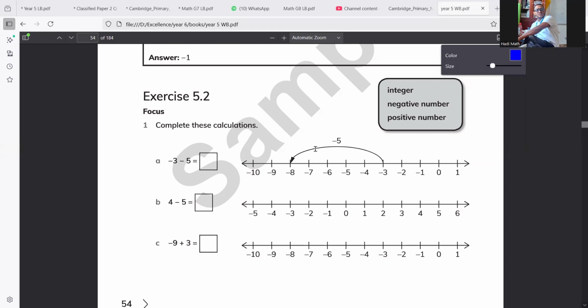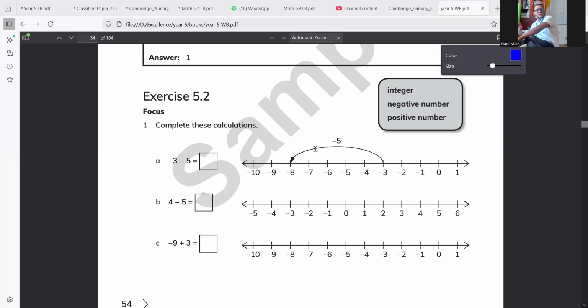This is exercise 5.2, Cambridge Mathematics Primary. Question number 1. They said A, complete these calculations. A, -3 minus 5. You've got two options to use. You can use a number line, or you can use what? Rules of same sign and different signs.